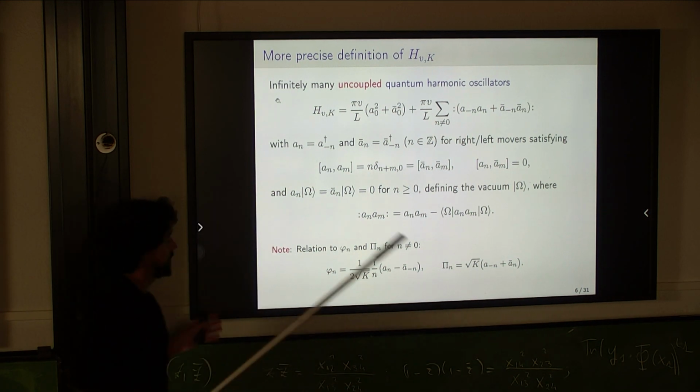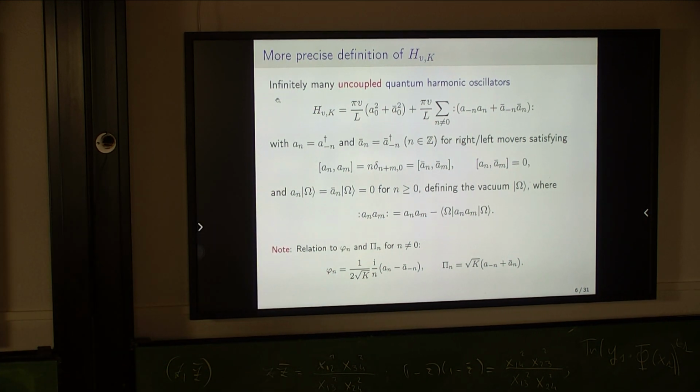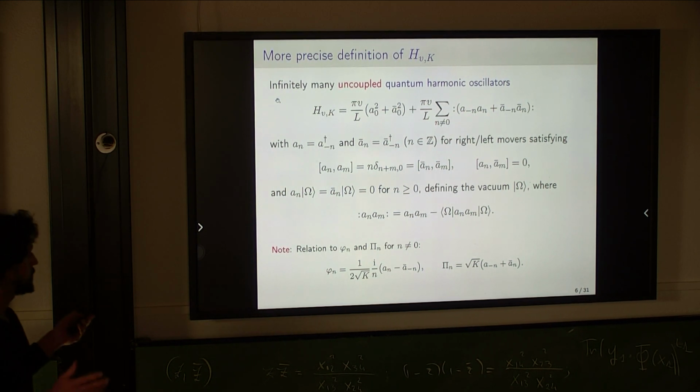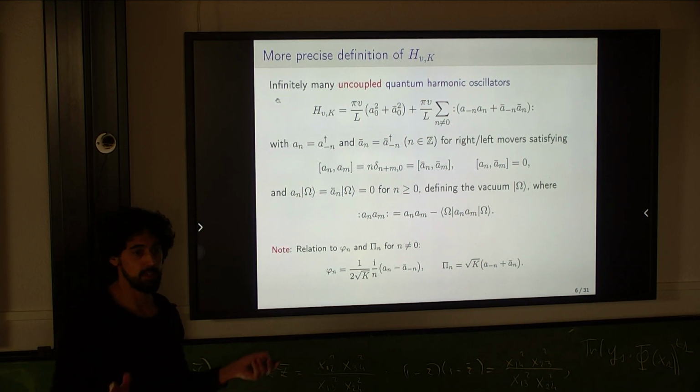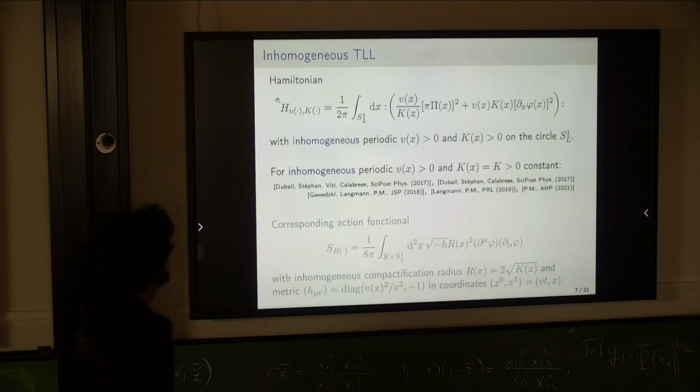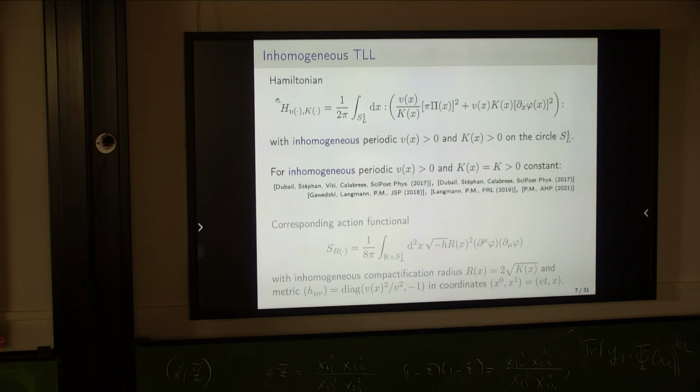So if you have that form, you also know how to do computations, because it boils down to using many copies of free bosons. If you find this form, everything is good. The question is then, we basically used that k was constant, so what happens when k is not constant? That brings us to the next model, when you generalize. So let v and k be functions of position.